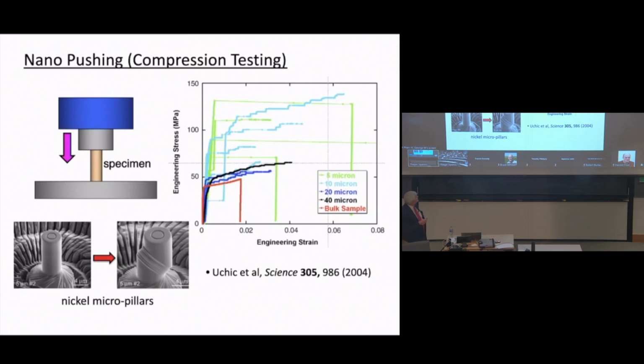You also see there's a larger amount of scatter in that data, and that has also been the source of what in the world is going on here.